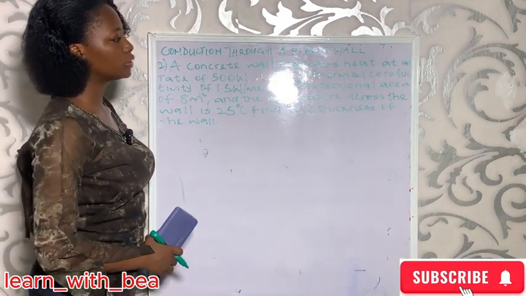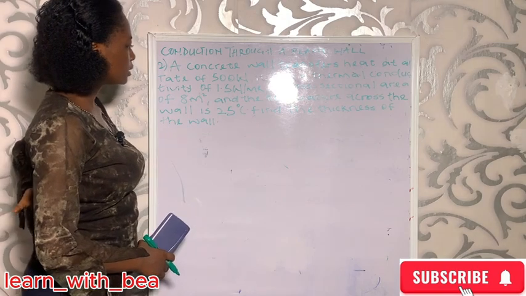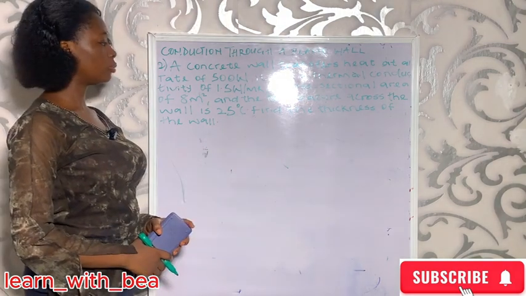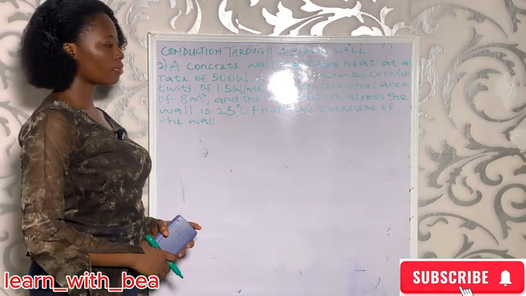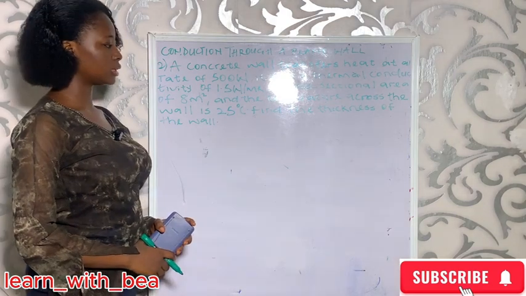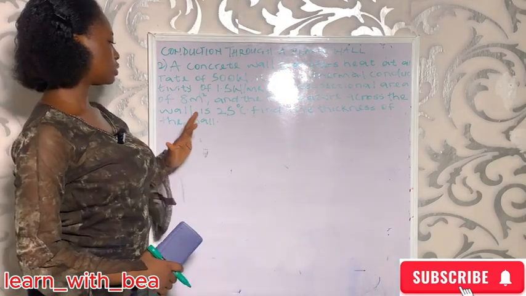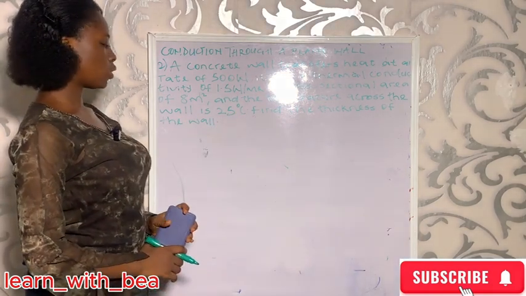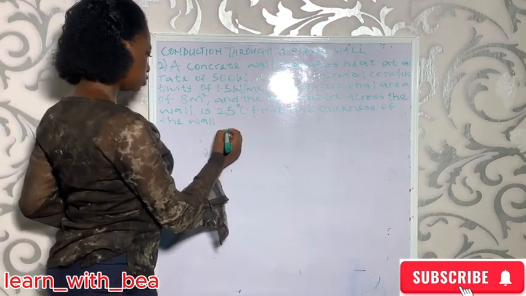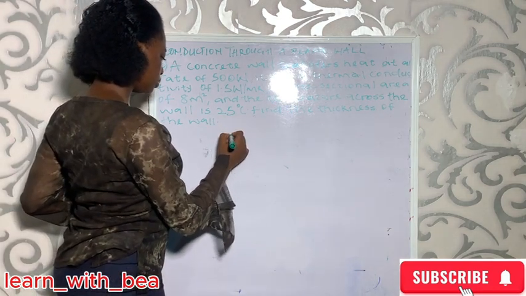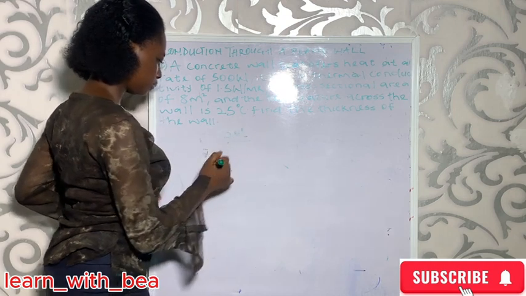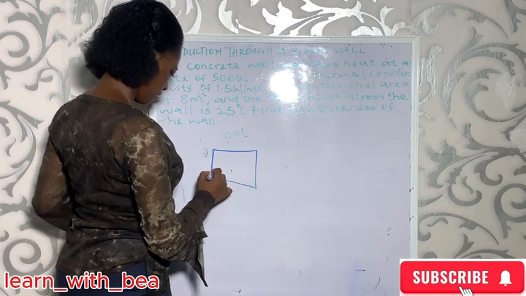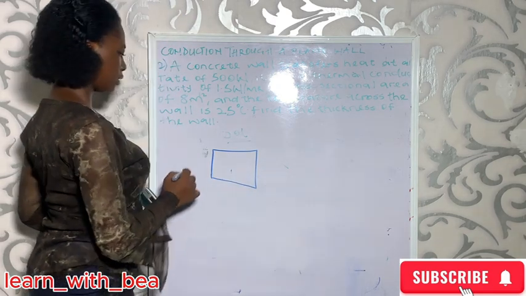A concrete wall transfers heat at a rate of 500 watts. It has a thermal conductivity of 1.5 watts per meter Kelvin, a cross-sectional area of 8 meters square, and the temperature across the wall is 25 degrees C. Find the thickness of the wall. So like I said, put it in a diagram. So this is what we have.